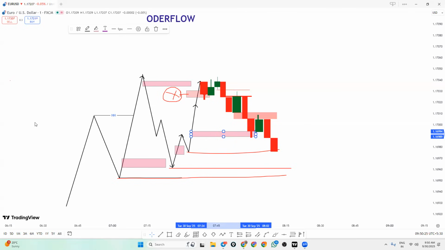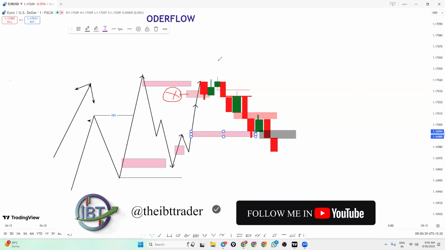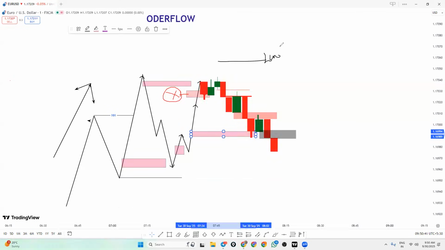Again, market creates a new gap like this. But that means what? In an uptrend, if it is an uptrend, it must sweep lows and respect bullish gaps. Is it happening here? No. It is sweeping some kind of highs and respecting a bearish gap.